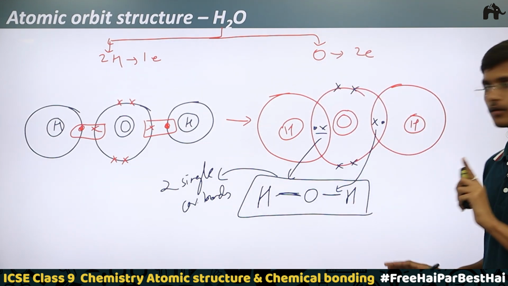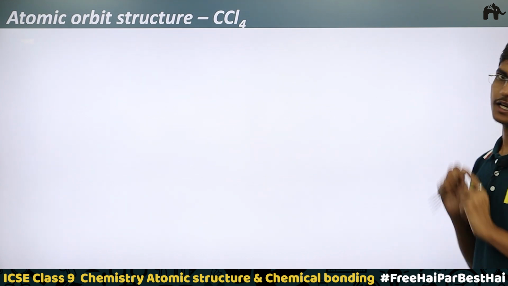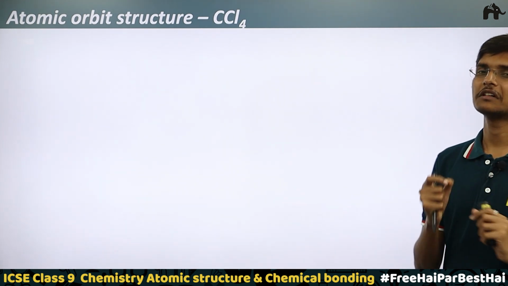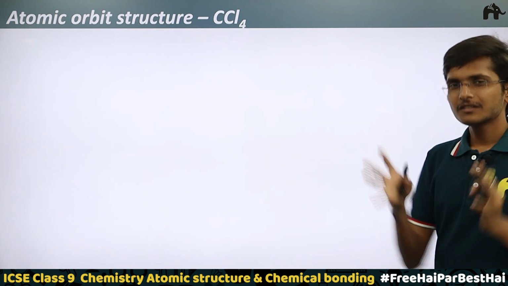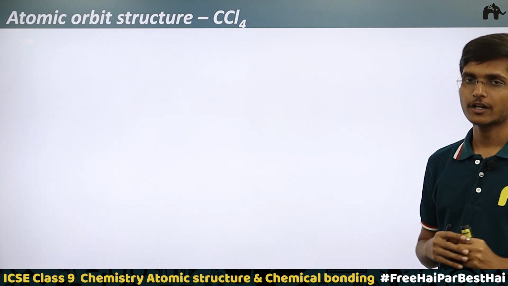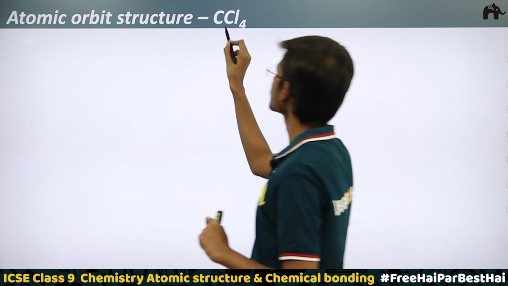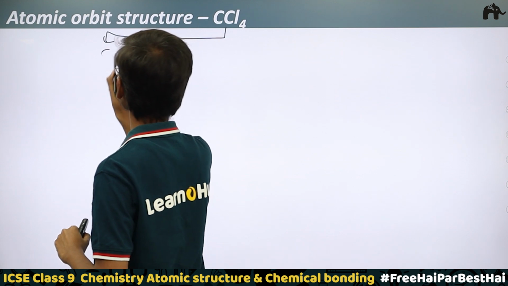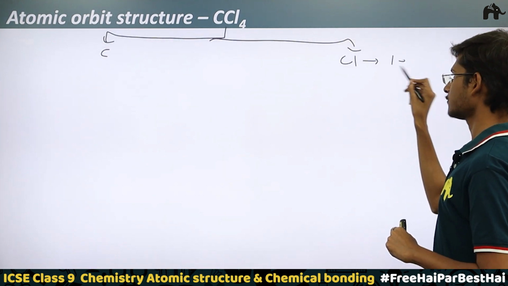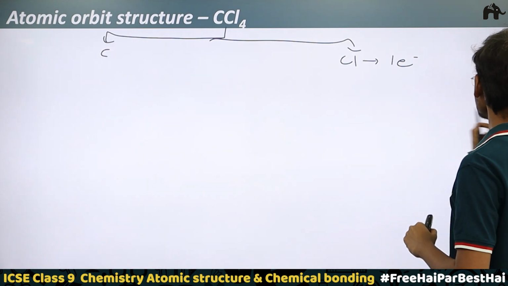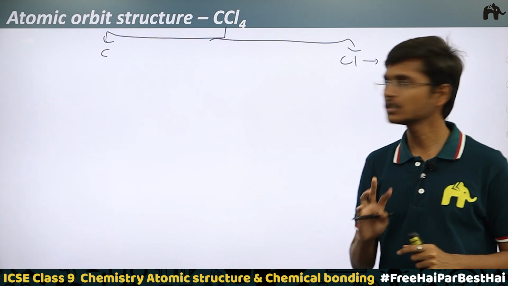Clear? Okay, now moving ahead, carbon tetrachloride. Here also we need to think slightly out of the box, just in order to understand how the electrons are being shared. Rest all things remain the same, every single concept. So here 1 carbon atom, 4 chlorine atoms. Chlorine atoms are short of 1 electron from their nearest noble gas configuration.